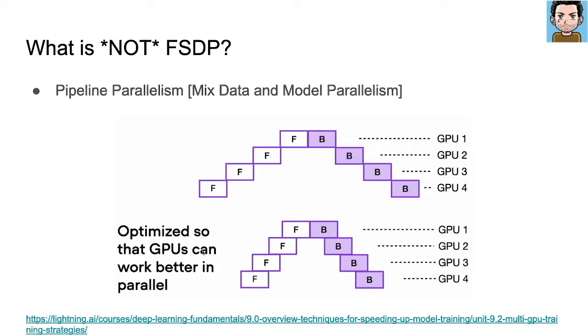Accordingly, pipeline parallelism has been proposed to mix data and model parallelism. Pipeline parallelism is optimized so that GPUs can work together in parallel. So while the second GPU is processing the output of the first GPU, we feed another mini batch to the first GPU. This way, GPUs work in parallel, and this reduces the waiting time for each GPU.